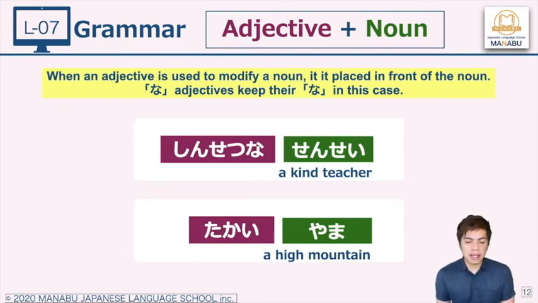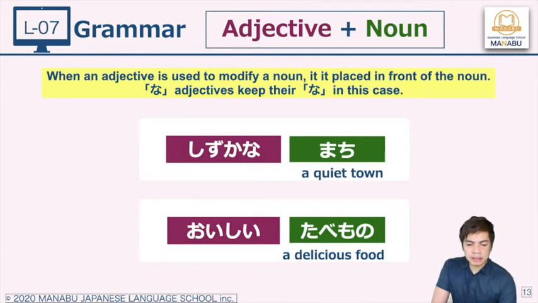Next is takai yama. The word yama means mountain, and we attach takai before it, so it means a high mountain or a tall mountain. So take note, we keep the na to the adjective, shinsetsu na sensei. So when it comes to na adjective, we attach the na. Another example is shizukana machi. The word machi is town and shizukana is quiet. A quiet town. Another example is oishii tabemono. The word tabemono is food and oishii is delicious. Oishii tabemono, a delicious food.